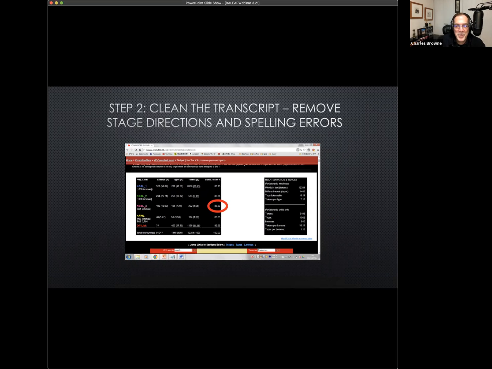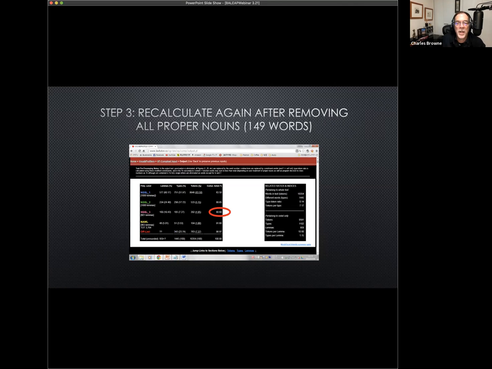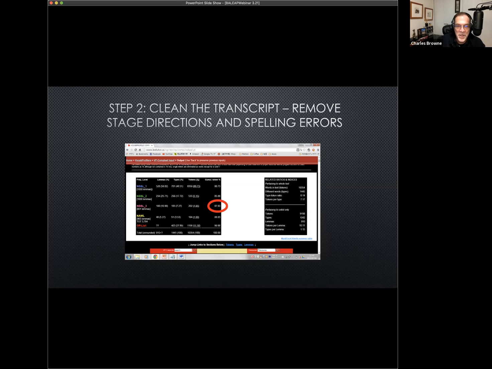The problem is that transcripts have stage directions, right? Like, for example, Darth Vader walks into the room and looks very angry. You don't hear that when you're watching the movie. So they had to remove all the stage directions, and they had to remove all the spelling errors in the transcript as well. And once they had done that, the coverage jumped from 60 to 87%, so plus 17%.